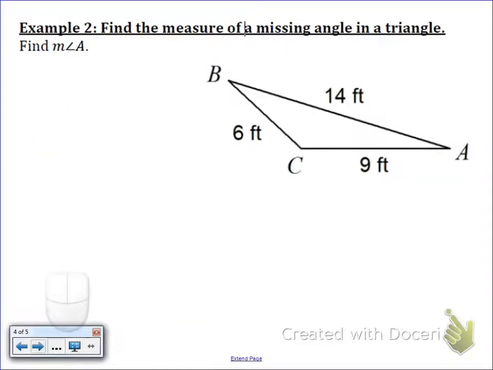Now reading the directions for example 2 says find the measure of a missing angle in a triangle. Find the measure of angle A. So this one's different from the previous problem where I was finding a missing side. Now I'm finding a missing angle.